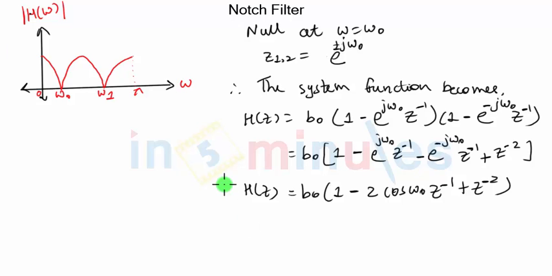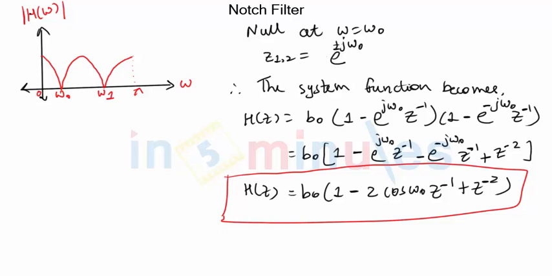So this very simple filter will have a single notch, and that single notch will be at omega naught. If you want to introduce a notch at omega 1, that means a perfect null at omega 1 also, then I should consider one more pair of zeros, this time at plus minus omega 1.